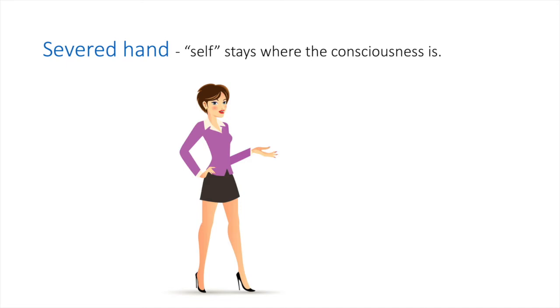The severed hand. This is a nice, simple example. There we go again. The self or identity, the principle of identity, remains where the consciousness is. But of course, this comes back to his definition of identity as consciousness. So this can be criticized as a circular argument.